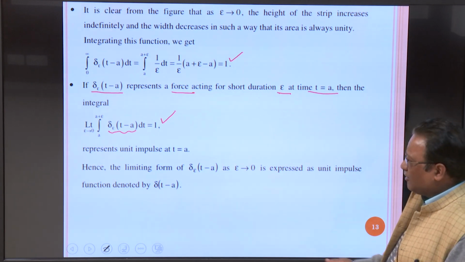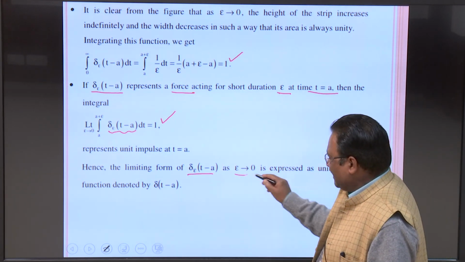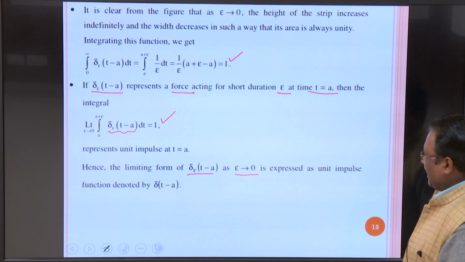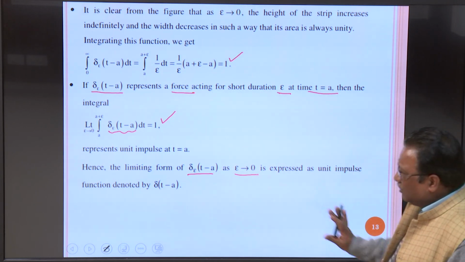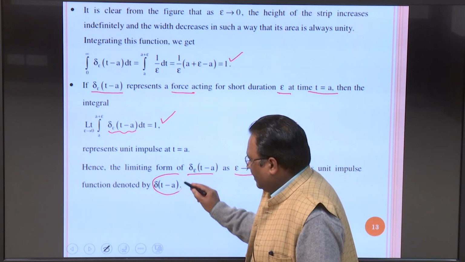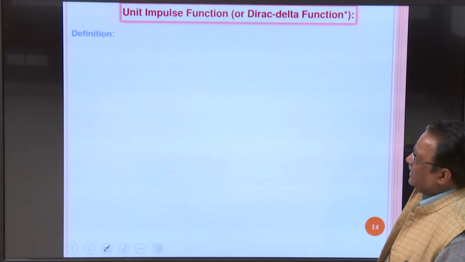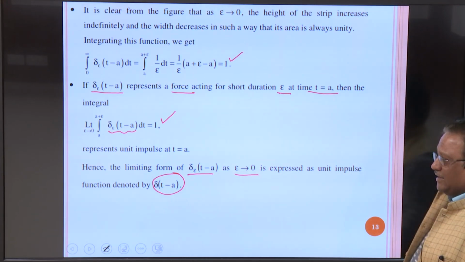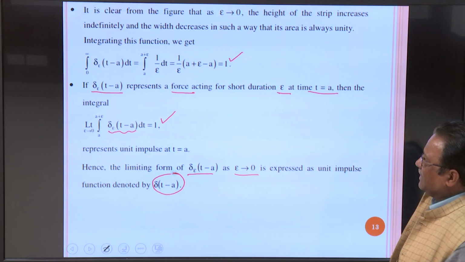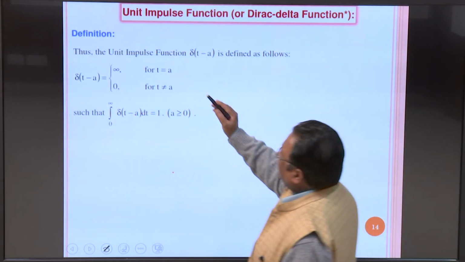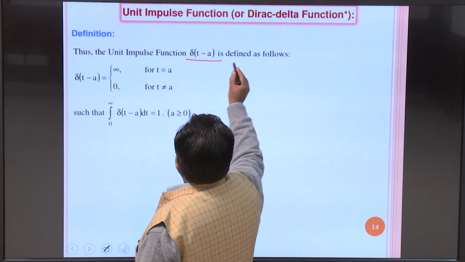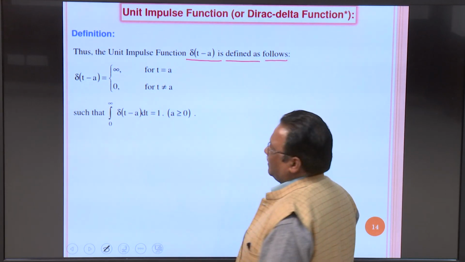Hence the limiting form of this as epsilon tends to 0 is expressed as the unit impulse function, denoted by delta t minus a. So let us define what delta t minus a is. The unit impulse function delta t minus a is defined as follows.